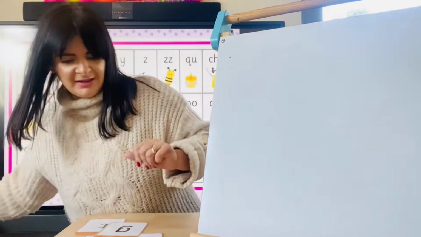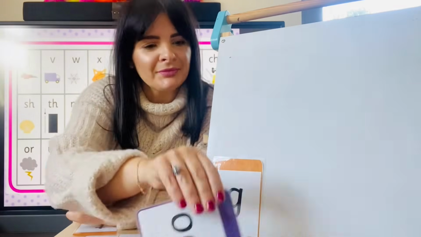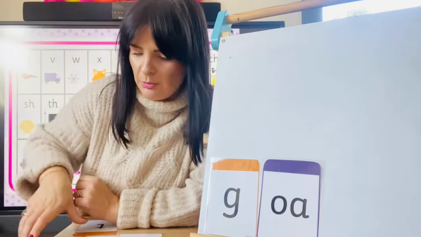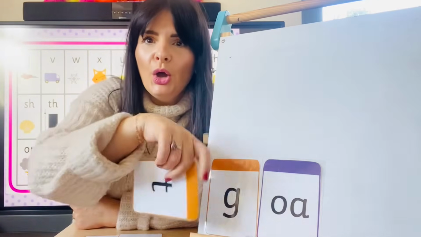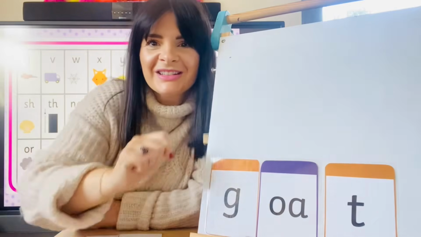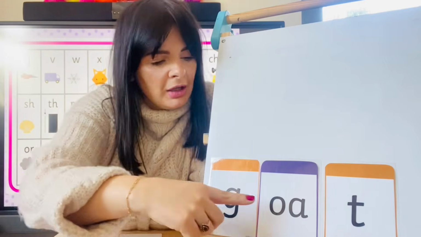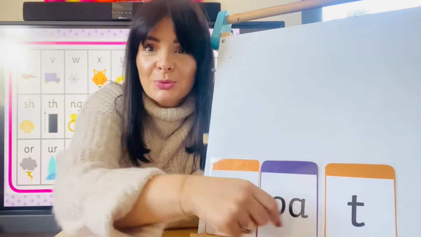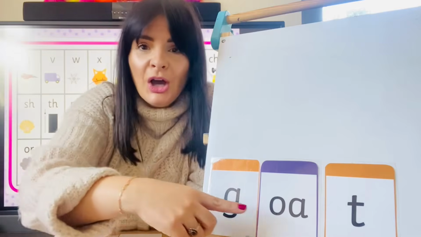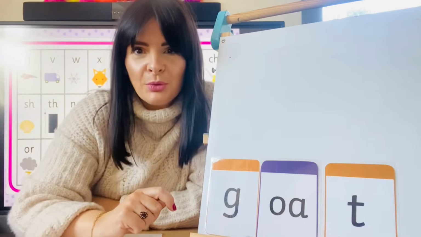Now we're going to build some oa words. Okay, we're good at this, aren't we? Let's start with, I wonder if you can predict which word I'm going to build. G, O, T. Let's read it together. G, O, T. Goat. Yes. G, O, T. Goat. Well done.